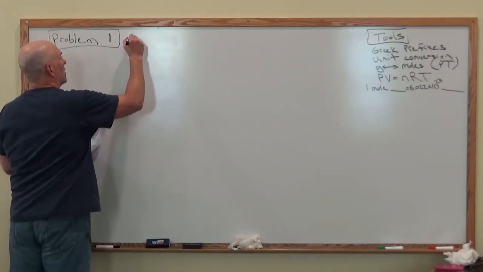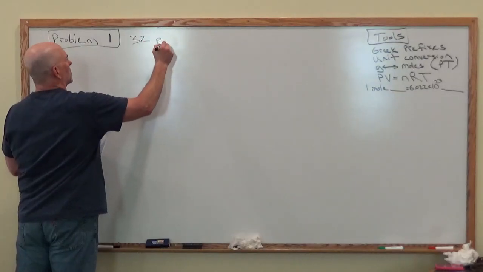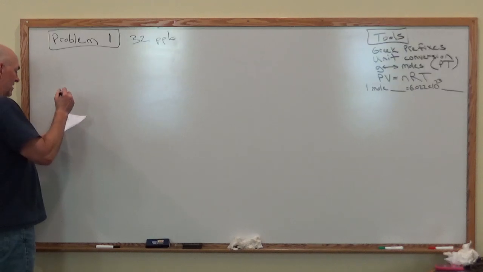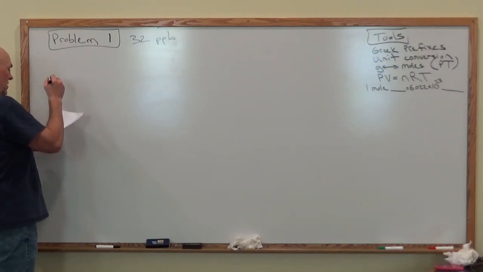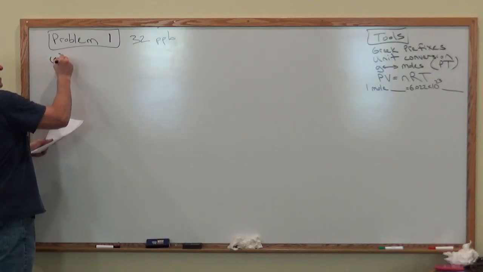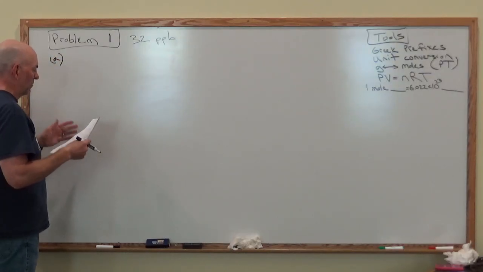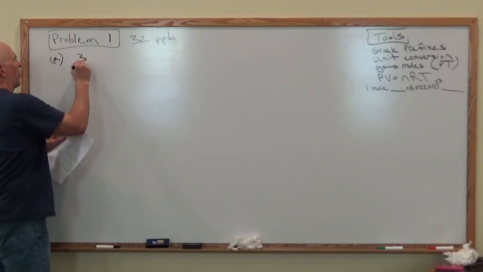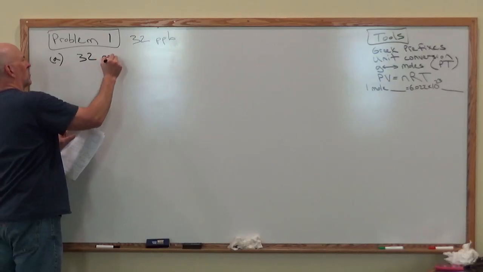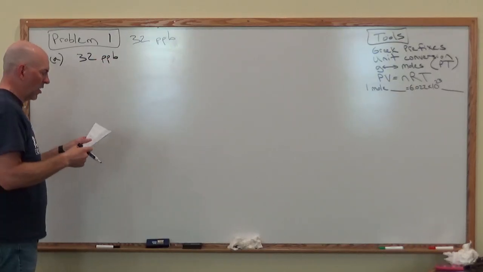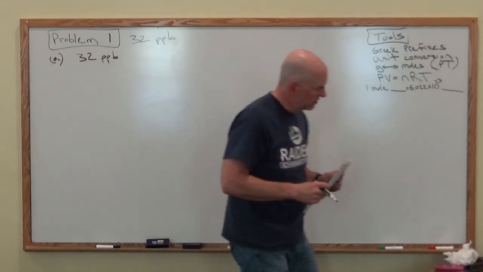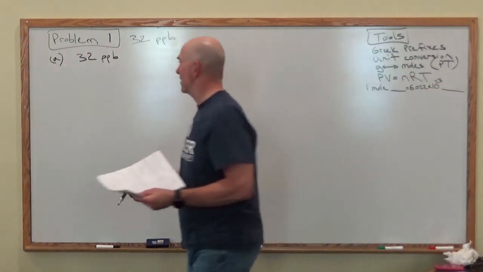Okay, so we've got 32 parts per billion is what we're given. I tried this one, it looks kind of obvious, but I wasn't sure exactly how to explain it, but I think this is the easiest way to. So 32 parts per billion, and we want to go to parts, what are we asked to do? Parts per million? Yeah, parts per million.